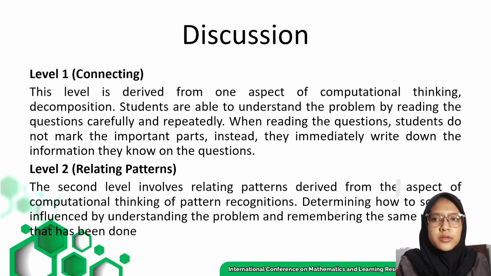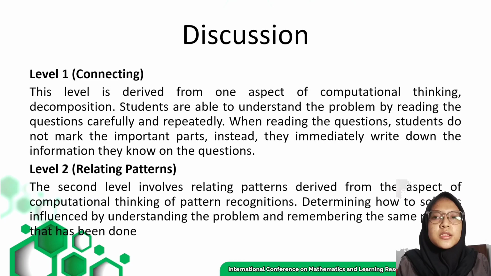And for level 2, relating patterns, the second level involves relating patterns, derived from the aspect or indicator of computational thinking, recognizing patterns. Determining how to solve is influenced by understanding the problem and remembering the same pattern that has been done.